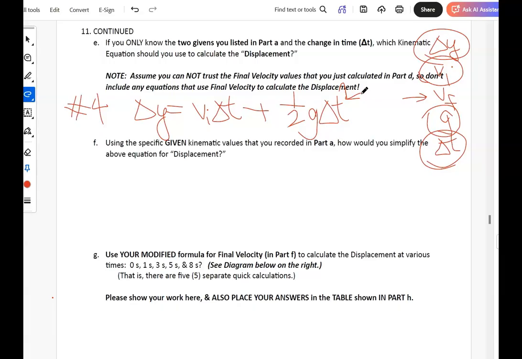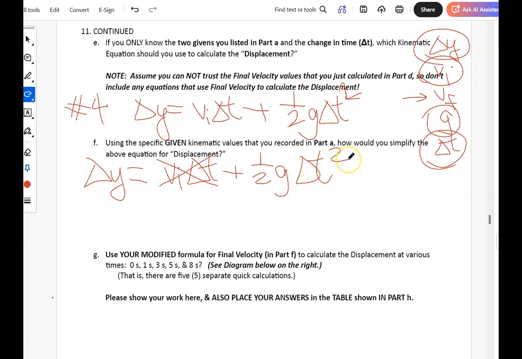Well, part F says using the given values that we recorded in part A, remember initial velocity is 0, how would you simplify the above equation? Well, first of all, we have a term in there that has our initial velocity in it, and that term can just be crossed out. It's going to be equal to 0. And the remaining term is 1/2 g times delta t squared.